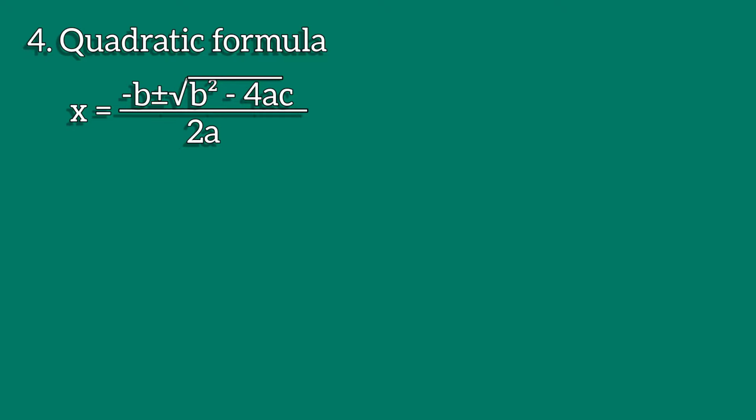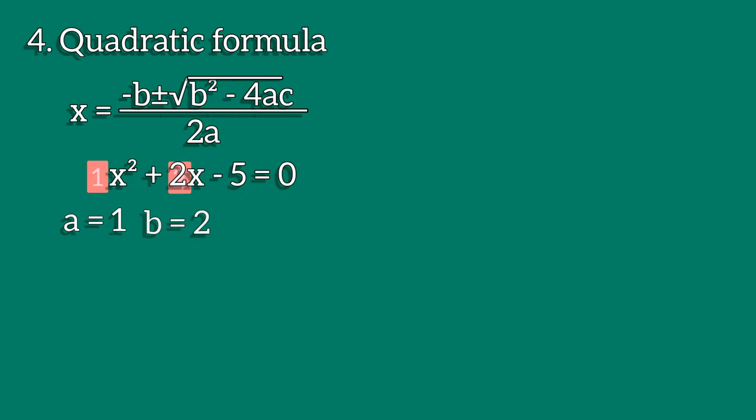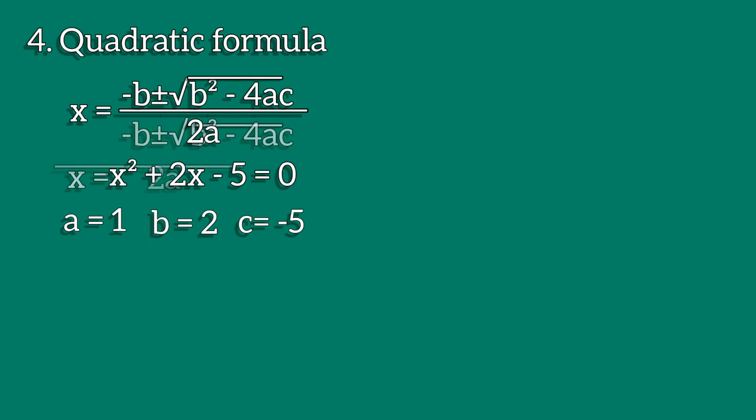For example, if we have x squared plus 2x minus 5 equals 0, we need to find first the value of a, b, and c from the given equation so that we can substitute it to the quadratic formula shown. In the given equation, we have a equals 1, b equals 2, and c equals -5. Then all we need to do is to substitute these values into the quadratic formula.